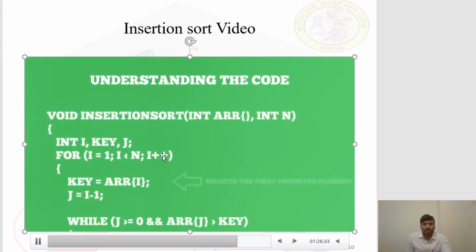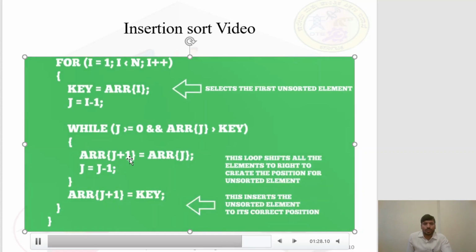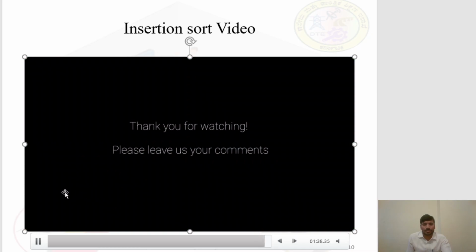So here is the code for the insertion sort: while j is greater than or equal to 0 and array of j is greater than key. So it's a short video for understanding the insertion sort.